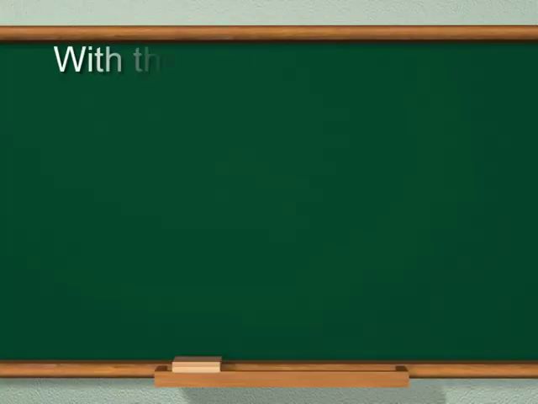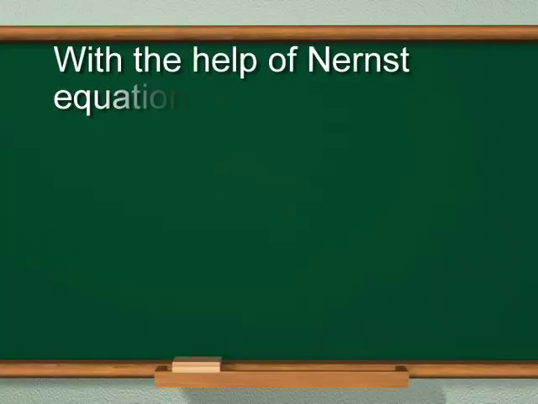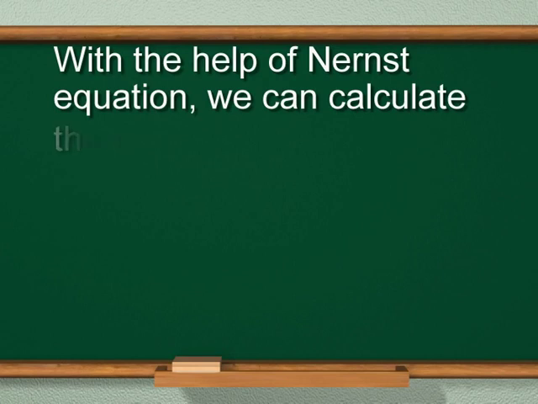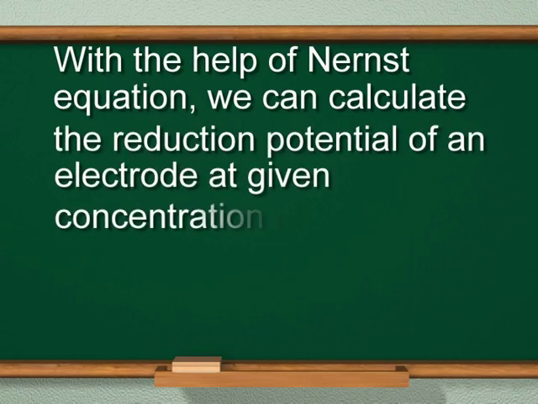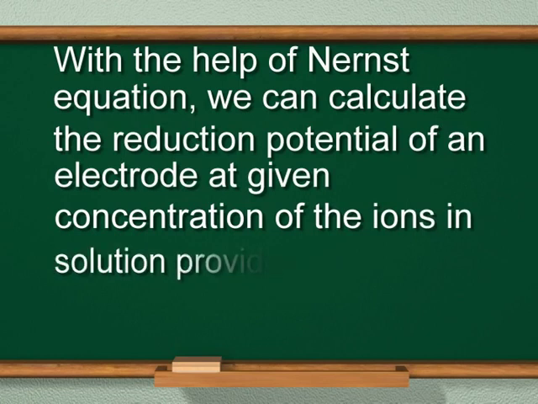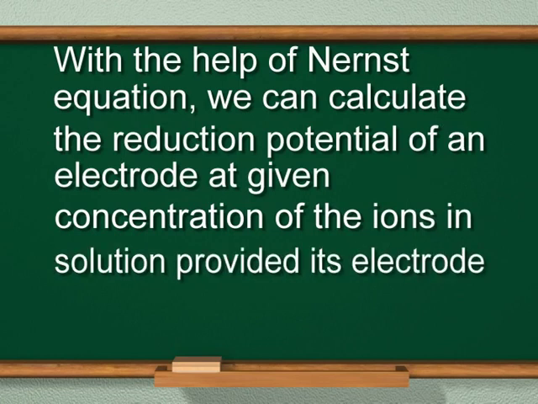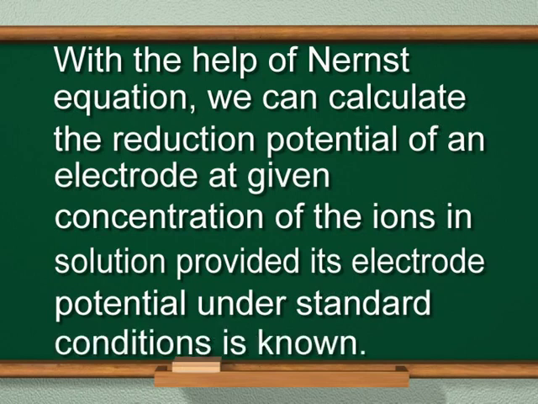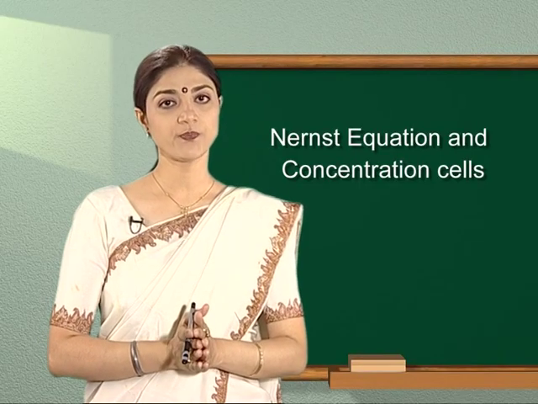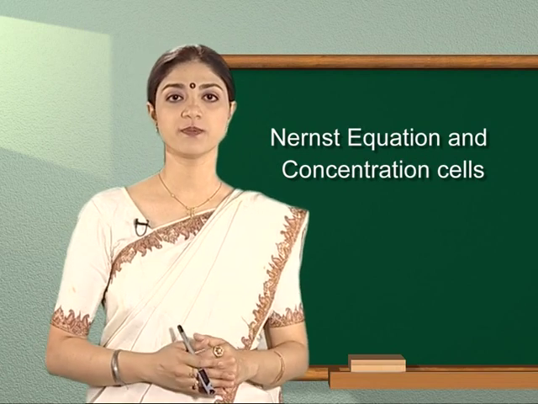So, we have learnt all this until now. With the help of Nernst equation, we can calculate the reduction potential of an electrode at given concentration of the ions in solution provided its electrode potential under standard conditions is known. Children, let us now solve some problems.